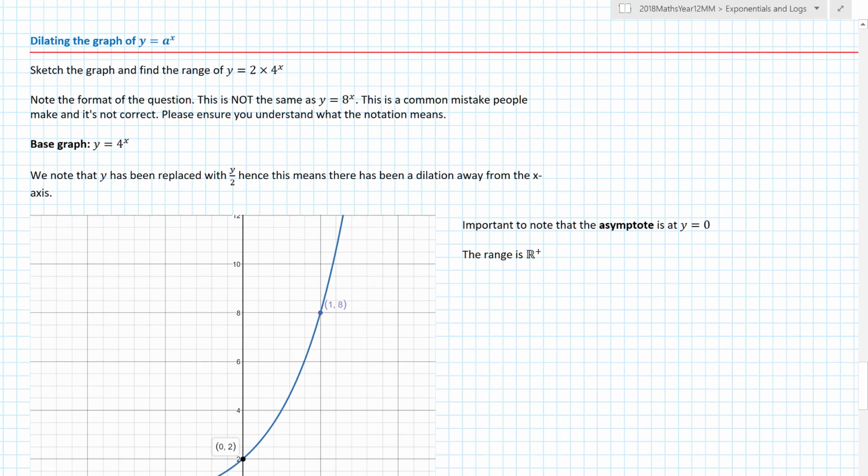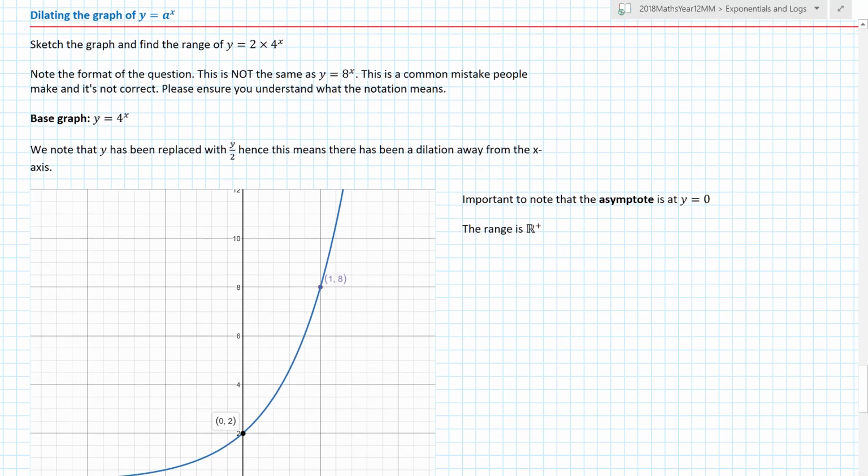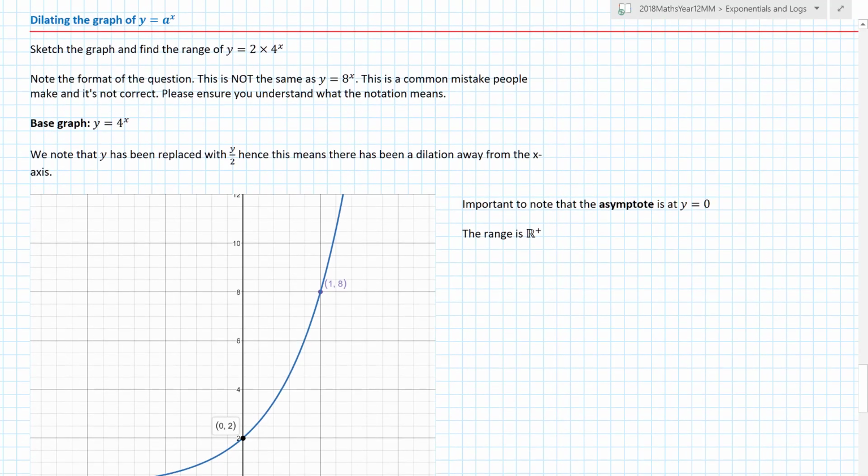Moving apace, dilating the graph of y equals a to the x. Now, dilating the graph is awesome, but it's a trick, and it's one that's used in the exams all of the time. Notice how it's written. Please, please, please do not think that y equals 2 times 4 to the power of x is 8 to the power of x. My heart breaks a little every time I see that. It's not the same. Barry's trying to confuse you.